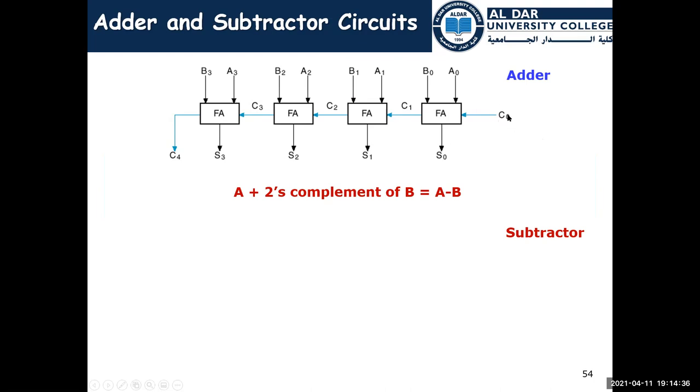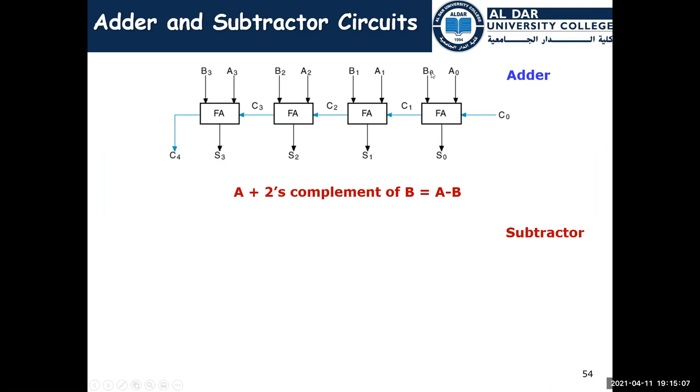If it is 1 here, we have 1 plus the complement of B, which is the inverted B, if we need a subtractor. But we have to make a control that is able to select between addition and subtraction. Again, if I want to convert this circuit to subtraction, what will I do? I just convert B0, B1, B2, B3. How to convert it? Just a converter.